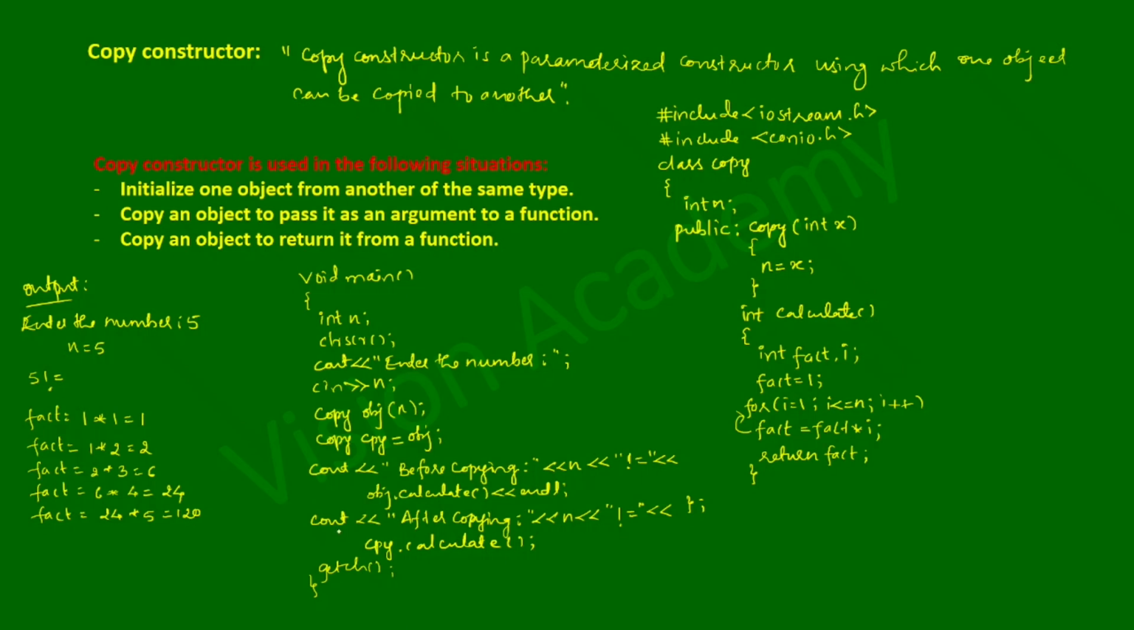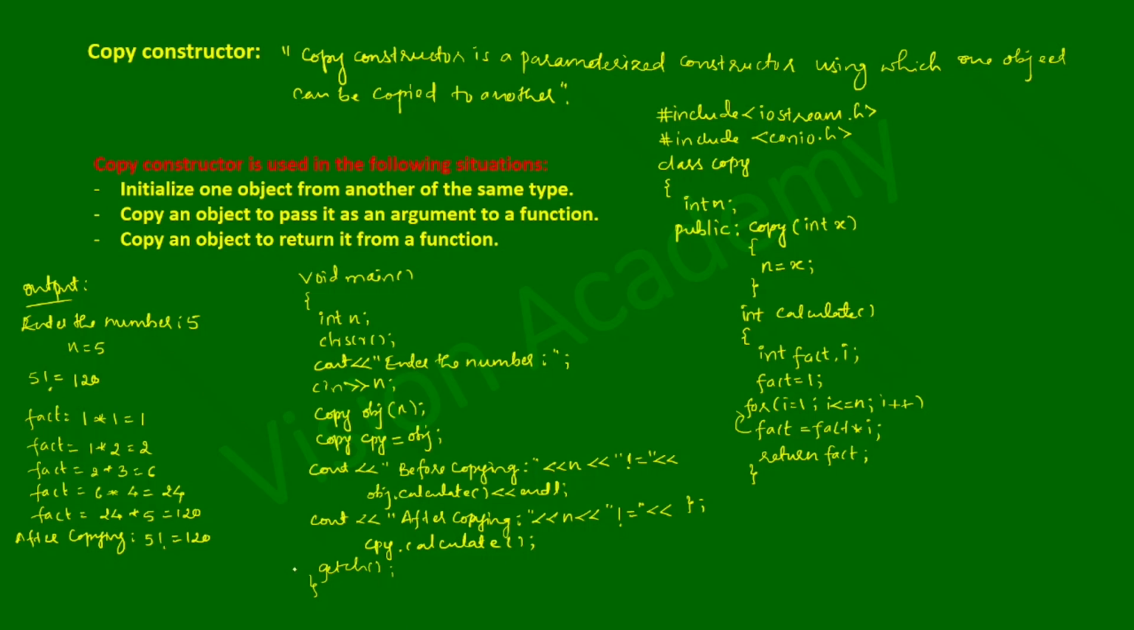After this, the second cout statement will get executed. So here it is going to print after copying, n factorial, that is 5 factorial is equal to 120 will be printed.